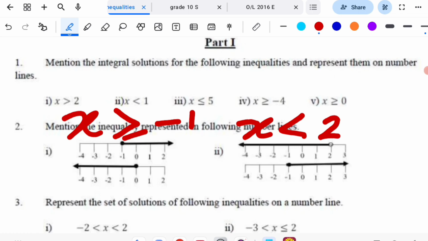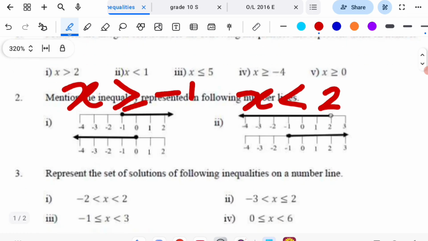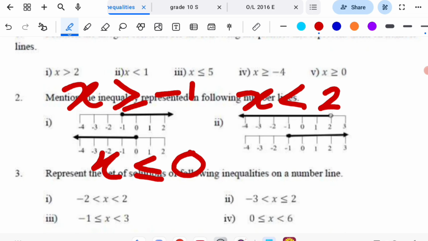Then next one, it is not a same number line, therefore we have to write separately. You can't put any other symbol and you can't join expressions. You have to write this one separately. Then in this one, x less than or equal 0. Next one, x greater than or equal minus 1.